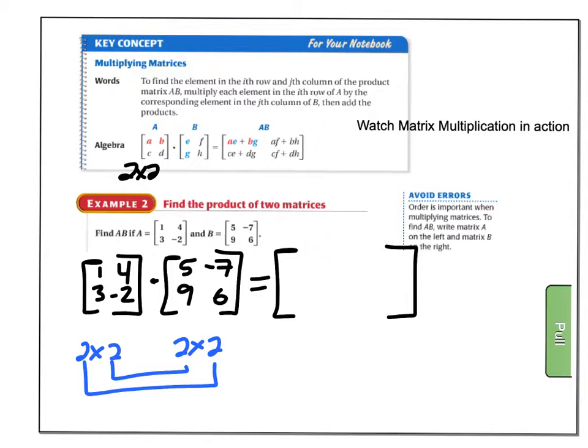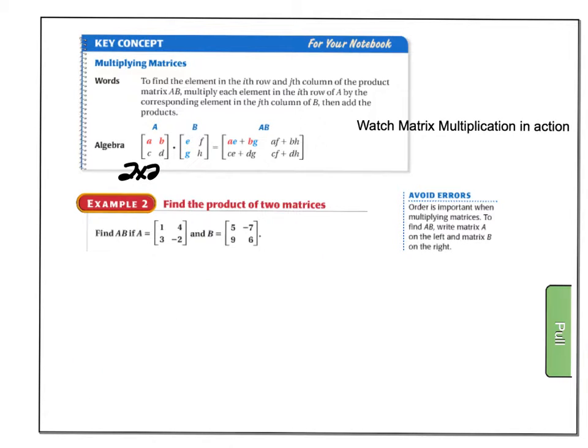My first job is to look at the numbers in my first row, and I'm going to multiply those by the numbers in my first column eventually. So my first job is to do 1 times 5. I'm getting that from here, 1 times 5, and I'm going to add to it 4 times 9. And leave that there until the end, and then we'll fix it up. That is your first element number, though.